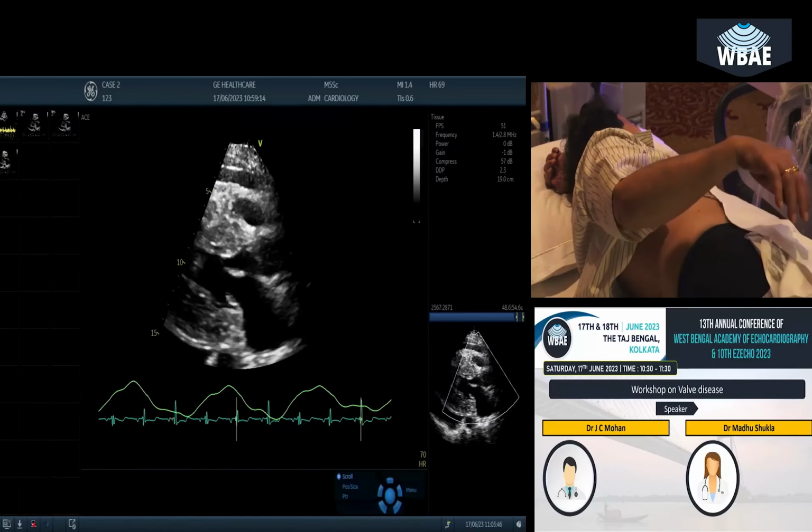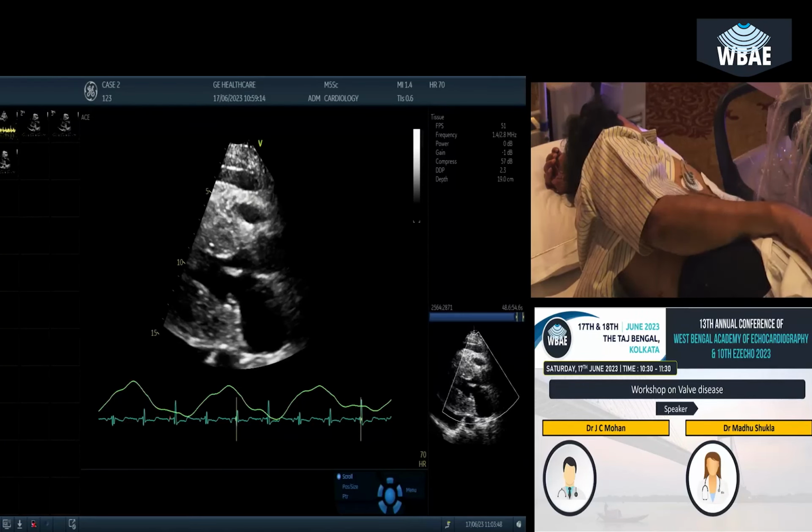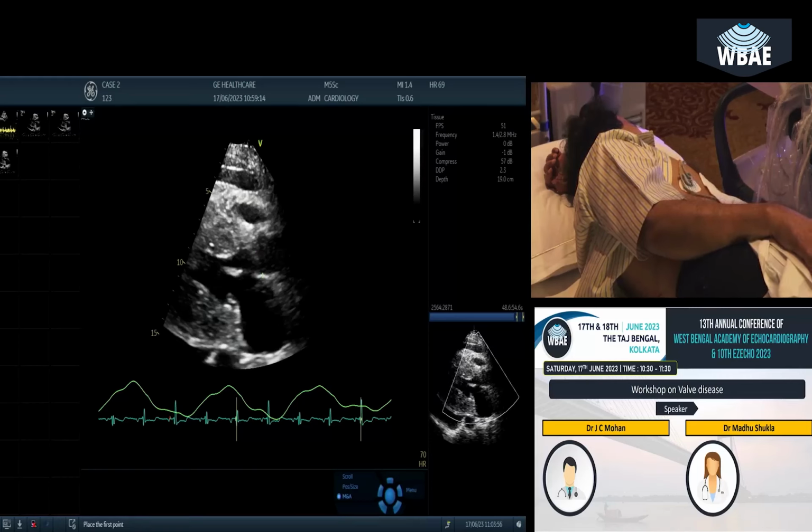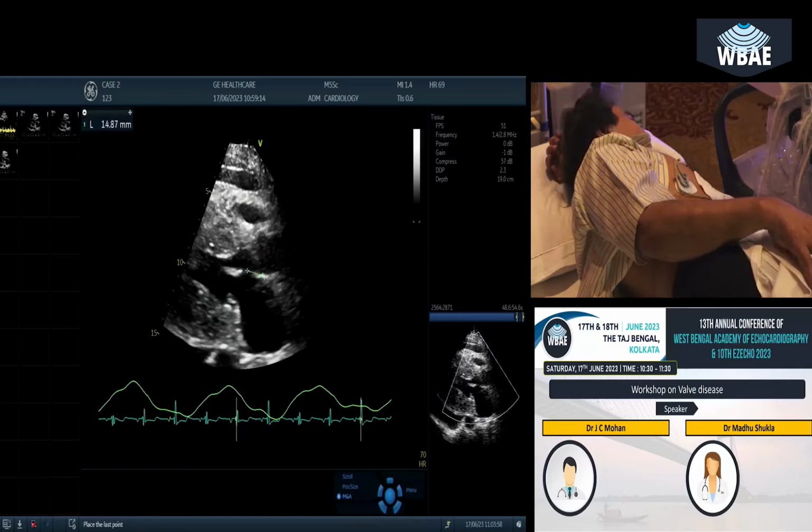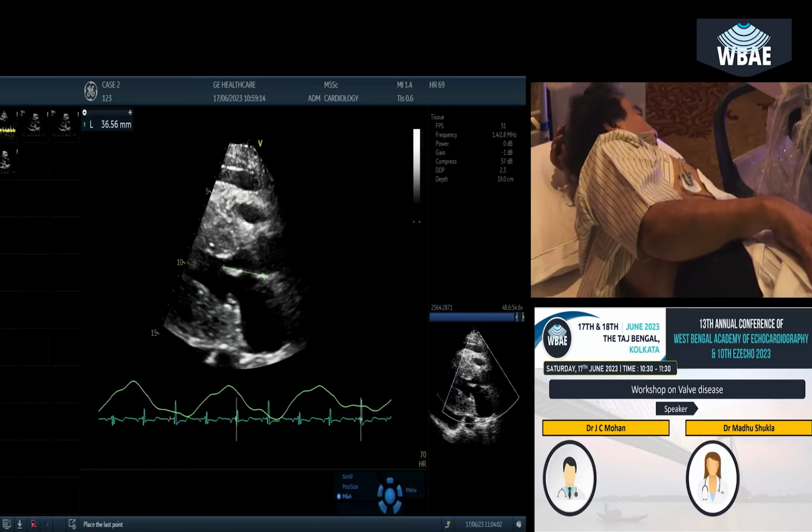And those are the cords. So that goes up to the tip. That is okay. So from here we shall take, and up to here. Go right up to the tip. Good. It's the same. 36 millimeter.